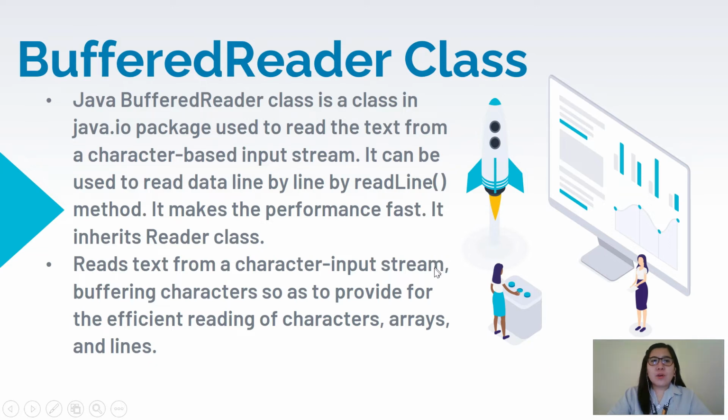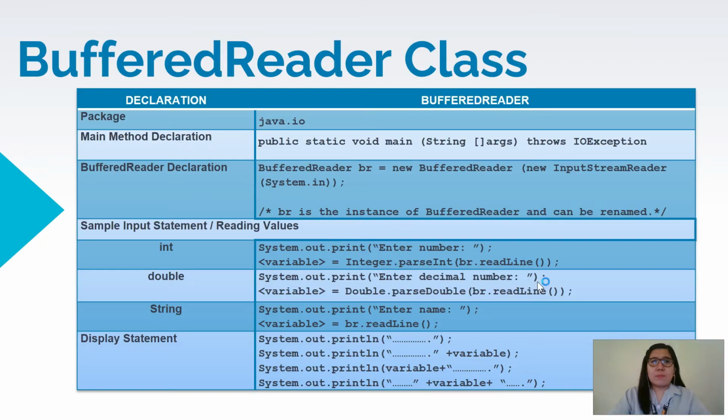So Java BufferedReader class is a class in java.io package used to read the text from a character-based input stream. It can be used to read data line by line using the readLine method. It makes the performance fast. It inherits the Reader class. It reads text from a character input stream, buffering characters so as to provide for the efficient reading of characters, arrays, and lines. So we have here a table for the BufferedReader declaration.